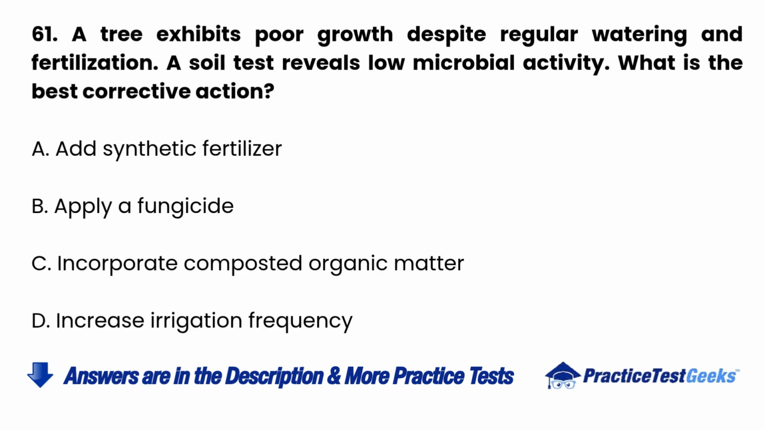61. A tree exhibits poor growth despite regular watering and fertilization. A soil test reveals low microbial activity. What is the best corrective action? A. Add synthetic fertilizer. B. Apply a fungicide. C. Incorporate composted organic matter. D. Increase irrigation frequency.